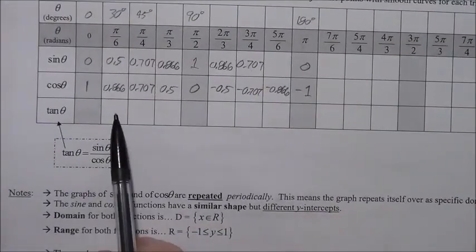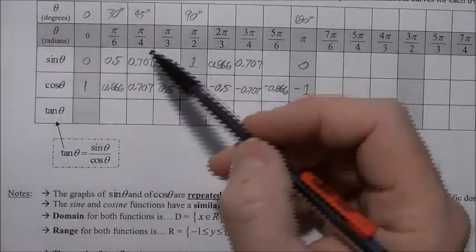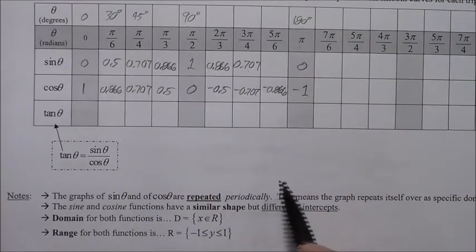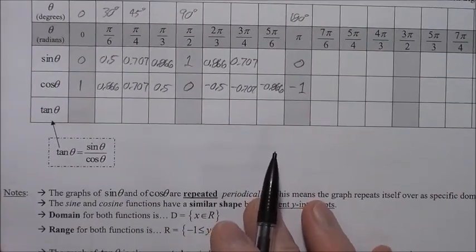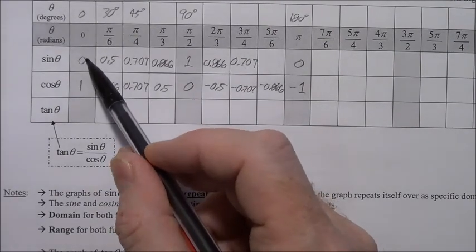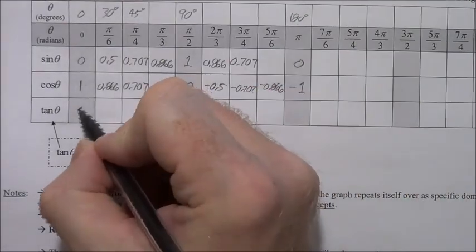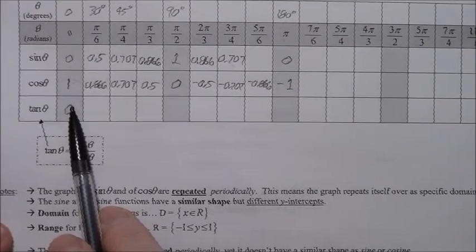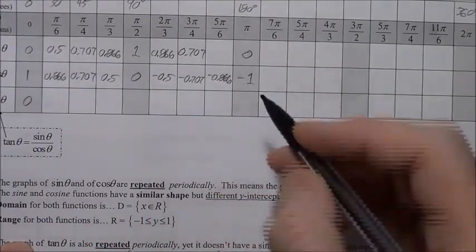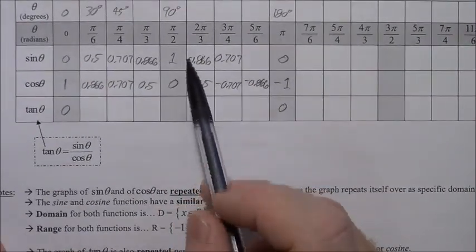And then when we get into tangent theta, well, tangent theta is sine theta divided by cosine theta. So we just divide all these values, we'll get the trigonometric ratio for tangent. So if I do sine theta divided by cosine theta, where sine theta is 0 and cosine theta is 1, 0 divided by 1, which is 0. And then if I skip all the way over here, again we've got 0 divided by negative 1, well then that's also just 0. Now here, one of the interesting ones is 1 divided by 0.